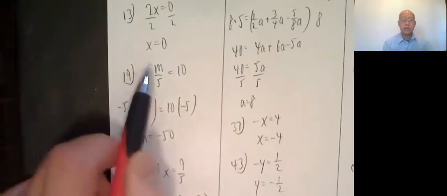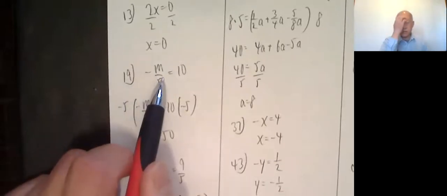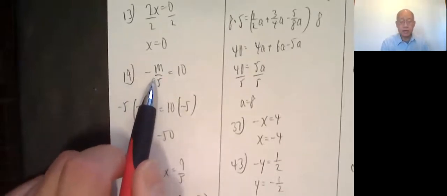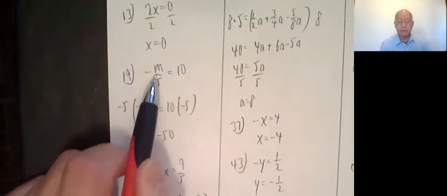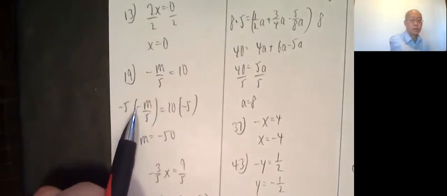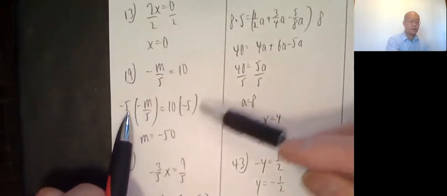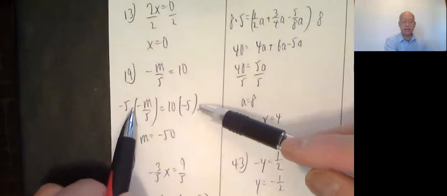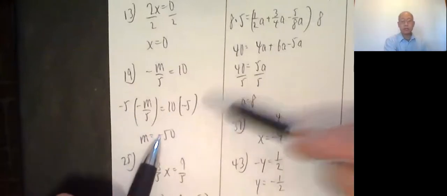19, negative m over 5 equals 10. Now to get rid of the division by 5, you would multiply by 5, but there's a negative, so I'm going to multiply both sides by negative 5. That way the 5s cancel out and the negatives also cancel out. So m is equal to negative 50.